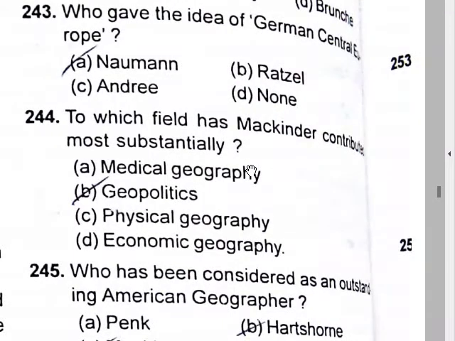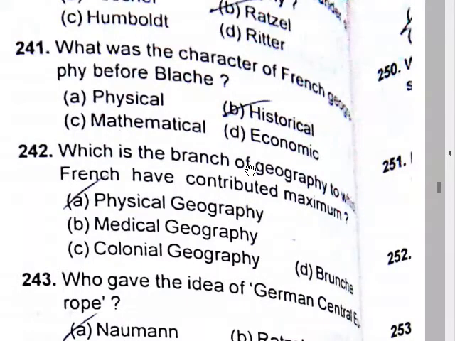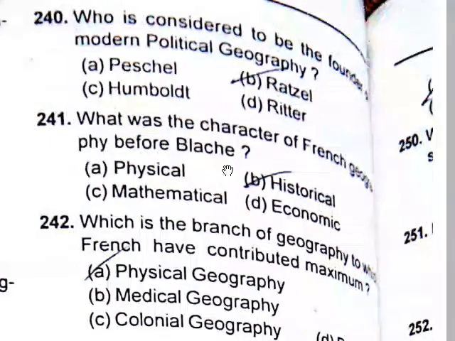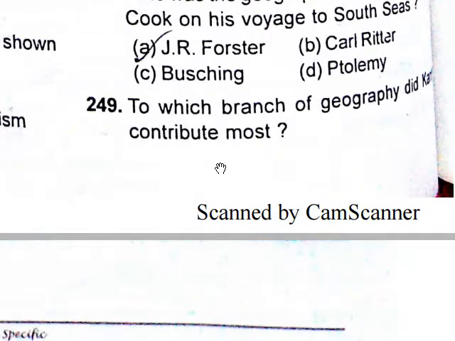Okay, and to which field has Mackinder contributed most substantially? Geopolitics. Who gave the idea of German Central Europe? It is Naumann. Which is the branch of geography to which French have contributed maximum? Physical geography. What was the character of French geography before Vidal? It is history. Well, who is considered to be the founder of modern political geography? Ratzel. So thank you.